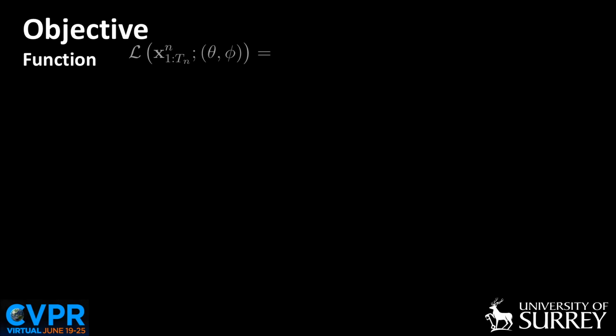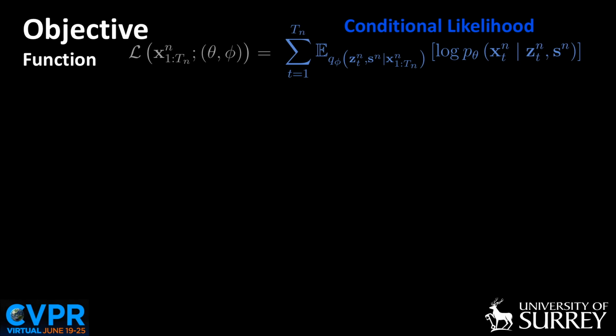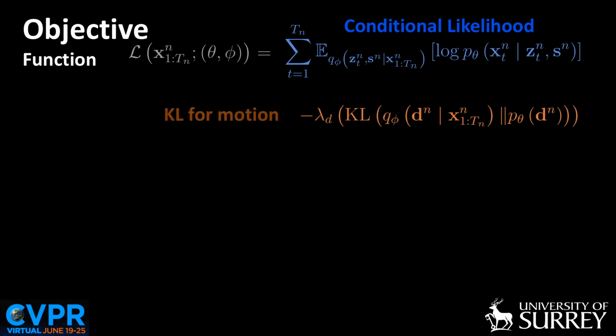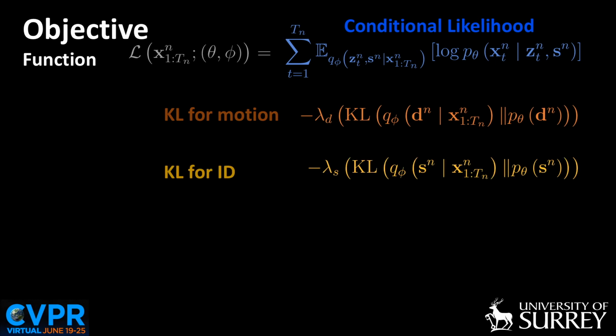In other words, it's a variational ELBO. The first term is the conditional likelihood. The second represents the KL divergence between the motion Dn conditioned on the input frames and the prior for motion. The third term represents the divergence between the conditional identity Sn and the prior for the identity.